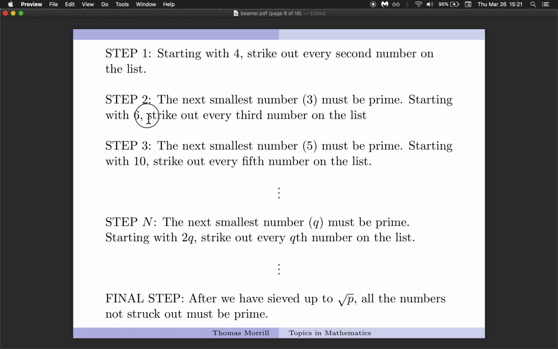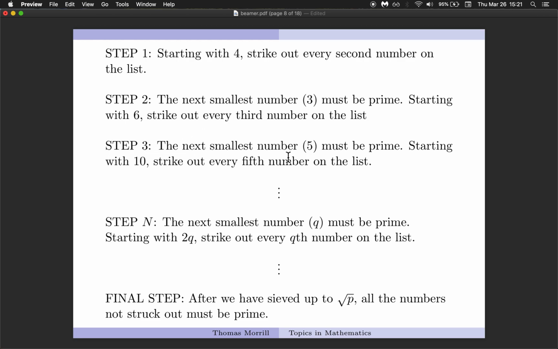Starting with 6, I'm going to strike out every third number on the list. So get rid of 6. 6 is already gone. Get rid of 9. 9 is composite. Get rid of 12. Get rid of 15. Get rid of 18. Those are all composite numbers. Be gone. Cool. So we go through the whole list that way. What's the next thing I do?